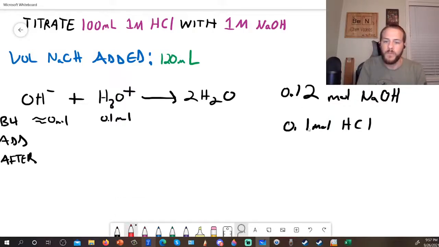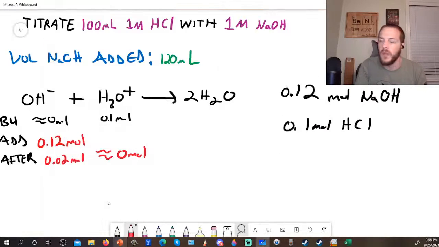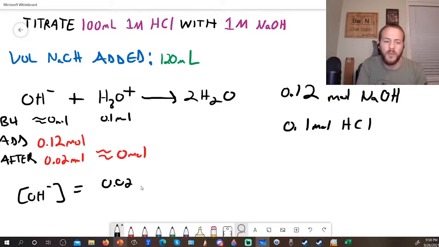So anyway, all right. So we have 0.1 moles of hydronium initially. We're adding 0.12 moles of hydroxide, right? So our hydroxide is in excess. That means we end up with virtually no hydronium ion. All of it gets neutralized by our hydroxide. So that 0.12, it's going to be reduced by 0.1. So we're going to be left with 0.02 moles of the hydroxide ion, right?